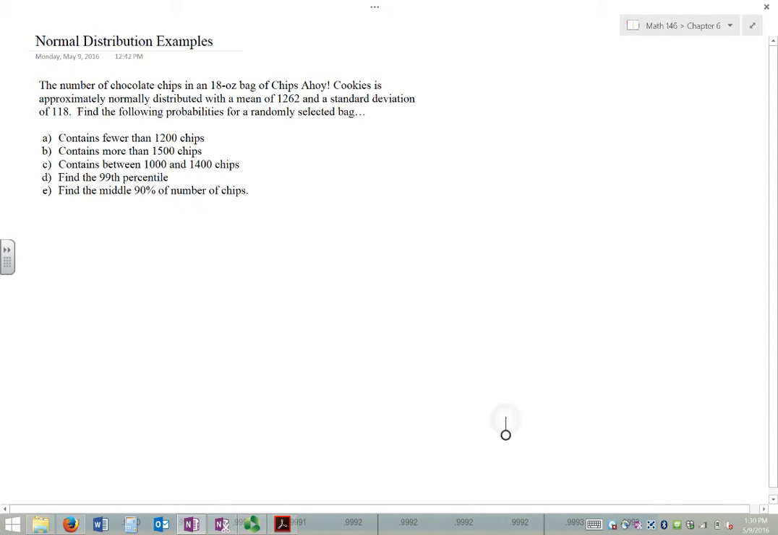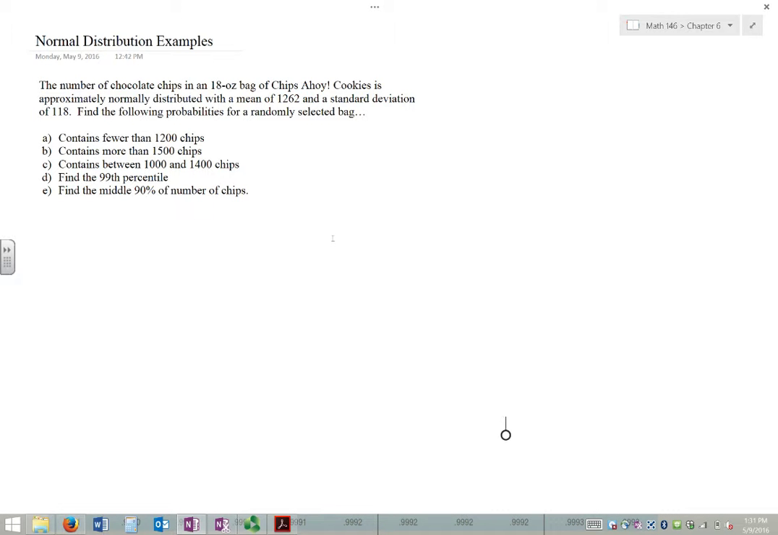Okay, let's see some examples of normal distribution applications. This applies to both finding probabilities and also finding percentiles.